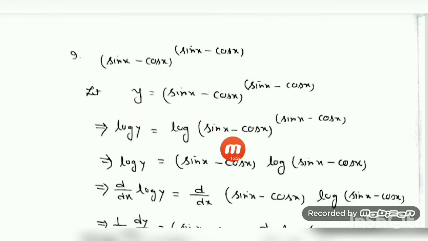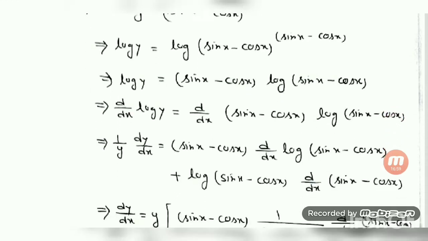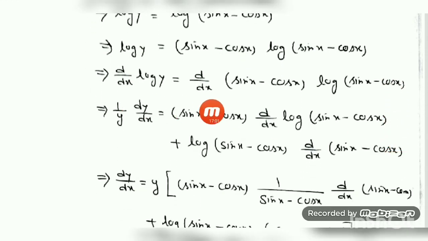Take log on both sides. The log of the power comes as a product. Up to this it is clear to you. Simplification is done. So take d/dx on both sides. This derivative gives you 1 by y dy/dx. The u into v rule has to be applied. So thinking of this as u and this as v: u d/dx of v plus v d/dx of u. Right? This one d/dx of this one, plus this one d/dx of this one.